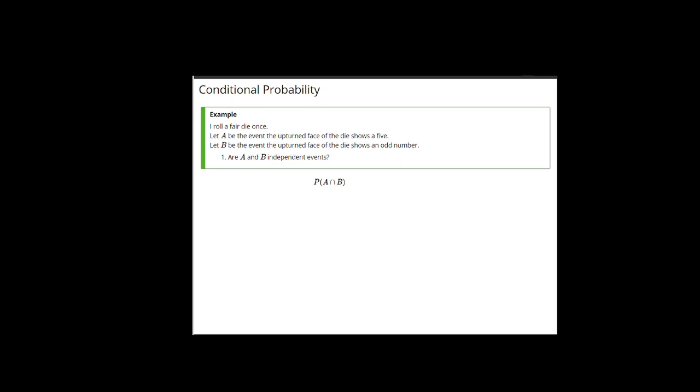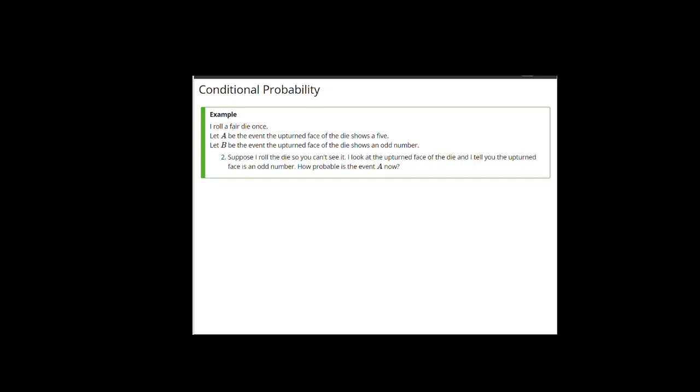Let's compute the probability of A intersect B. This is the probability of 5 and an odd number. It's the probability of the single point 5, which is 1/6. We need to compare that with the product, the probability of A times the probability of B. A has probability 1/6. B has probability 1/2. The product is 1/6 times 1/2, which means they're not equal, and therefore they are not independent of one another.